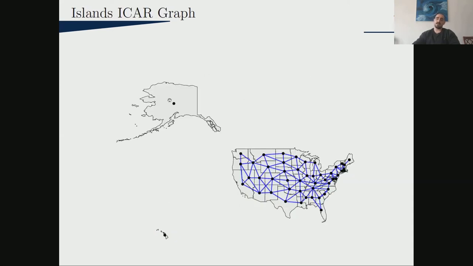By the way, the type of conditionally autoregressive prior we're using is the BYM2, which allows for islands. So Hawaii and Alaska are not affected by pooling, whereas all the mainland United States are.